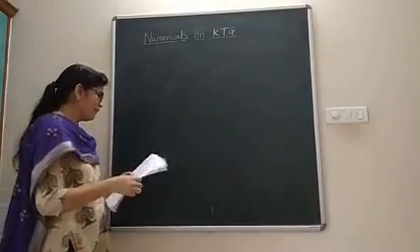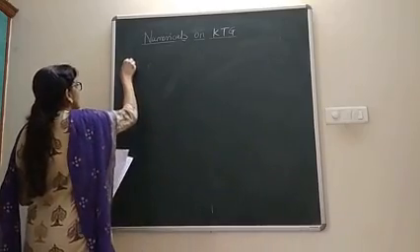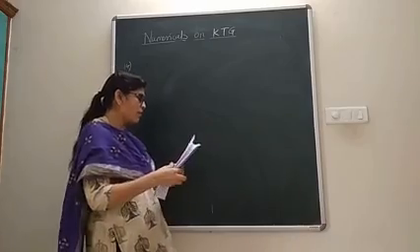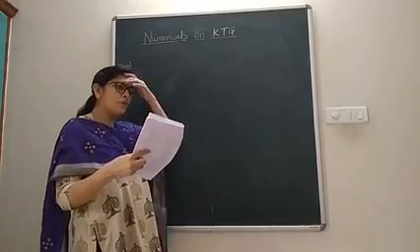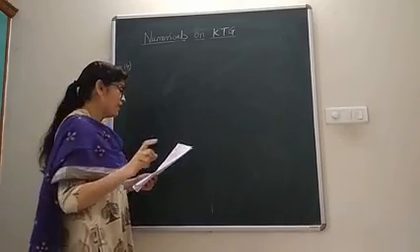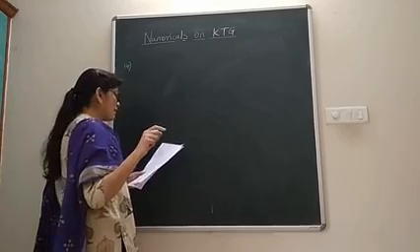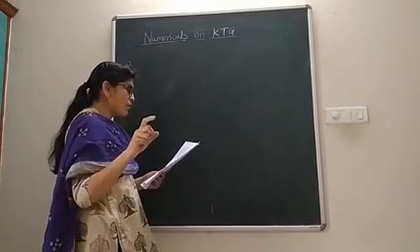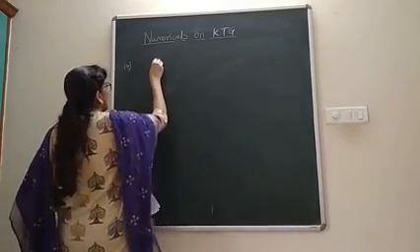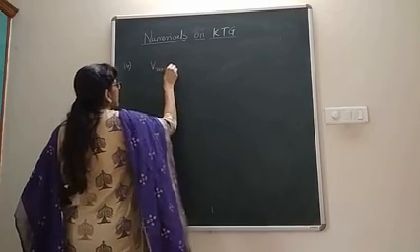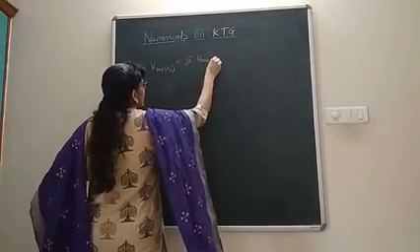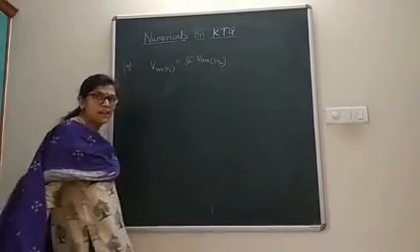Then next is problem number 40. Show that RMS velocity of an oxygen molecule is √2 times that of a sulfur dioxide molecule at STP. The RMS velocity of an oxygen molecule is √2 times the RMS velocity of SO2. This we have to prove.